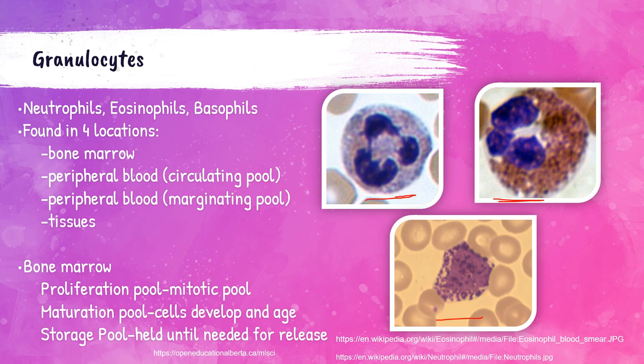These white blood cells are found in four locations: in the bone marrow, in the peripheral blood circulating pool, in the peripheral blood's marginating pool, and then also within the tissues. In the bone marrow, there is a proliferation pool. This is the mitotic pool where the cells are proliferating. The maturation pool is where cells are held to develop and age. And then in the storage pool, the cells are held until they are needed to be released into the peripheral bloodstream.